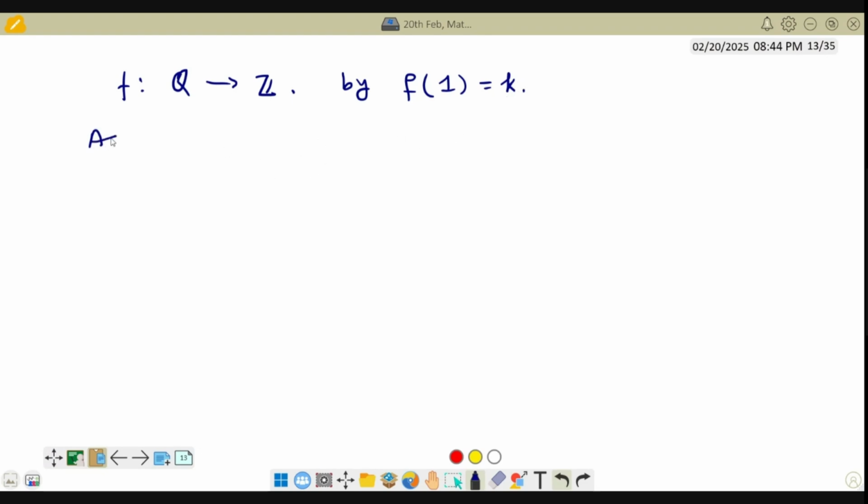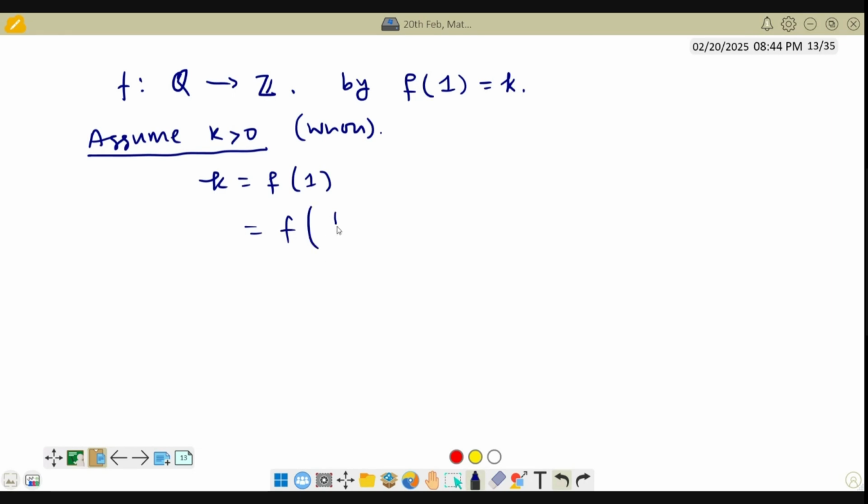And assume that without loss of generality, we can assume that K is positive. That's not a big issue. So then K, we are writing f of 1. So f of 1, we can write as n times, right? Because this is from Q, so 1 by n makes sense in Q.